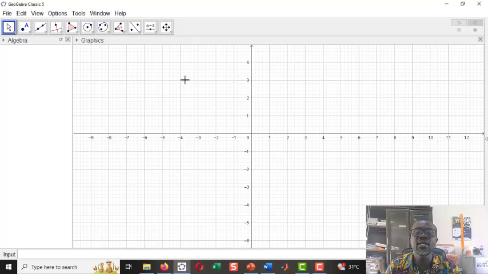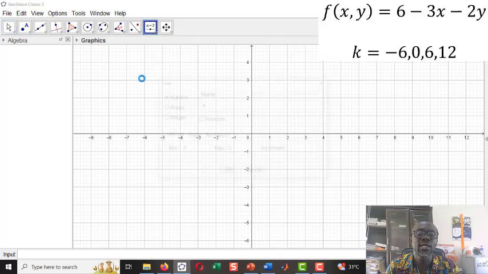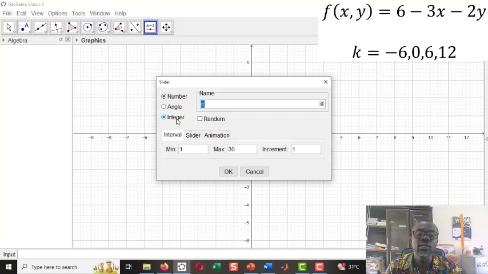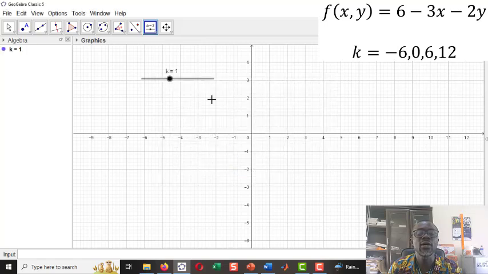Okay, so we first start by creating a slider. We put a slider here, and we are going to use integers, starting from -6 and ending at 12. If we check our k, the k values were -6, 0, 6, 12. So we are going to use an increment of 6. So that is our k. I'm changing the a to k, and then I click OK.